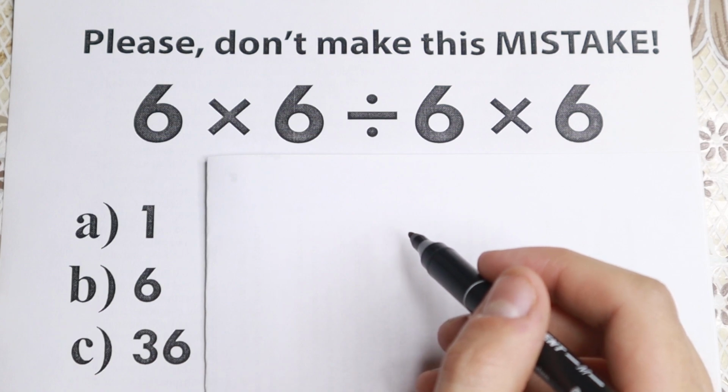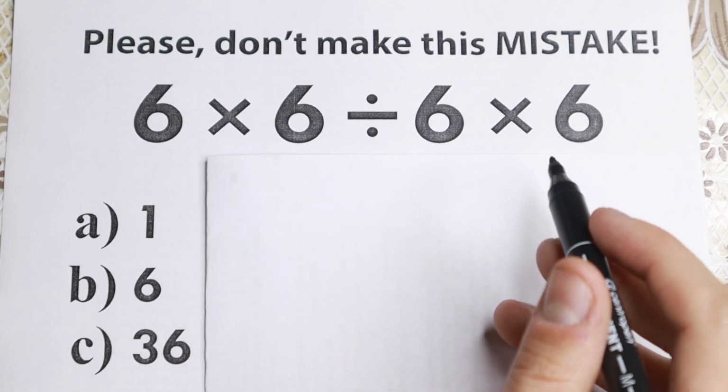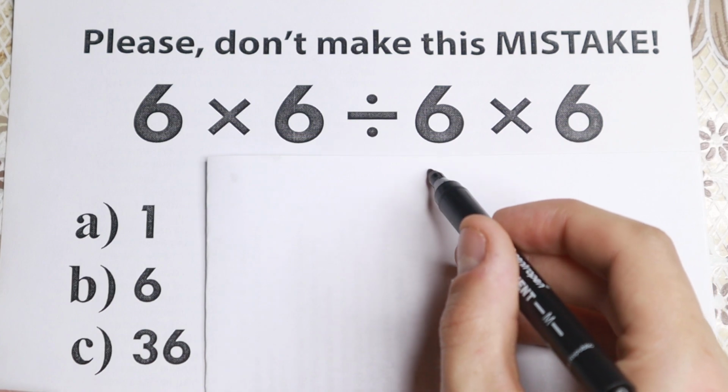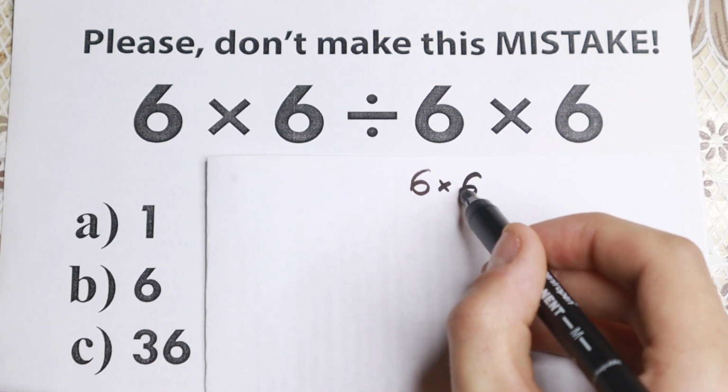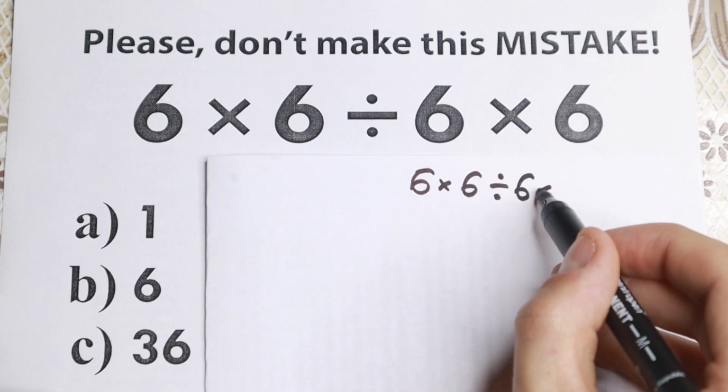And I'm going to show you the correct answer here in just 1 minute, and of course I'm going to really emphasize this extremely important math topic. So I want to start with this wrong way. How can we solve it? So first of all, I rewrite this problem right here: 6 times 6 divided by 6 and times 6.